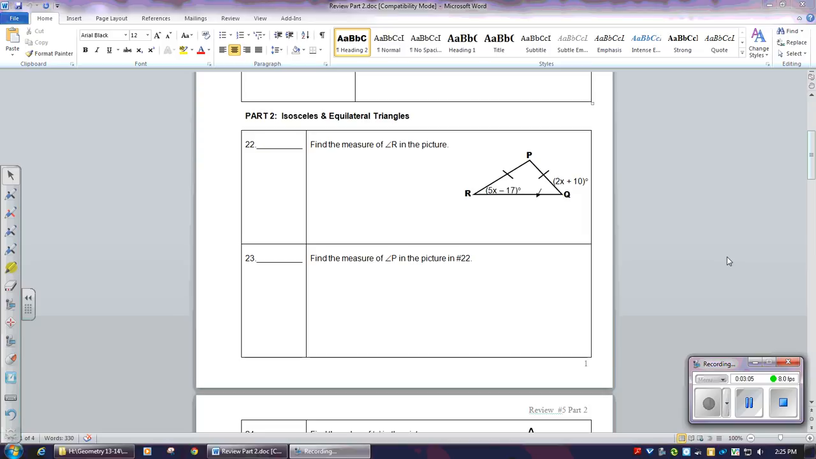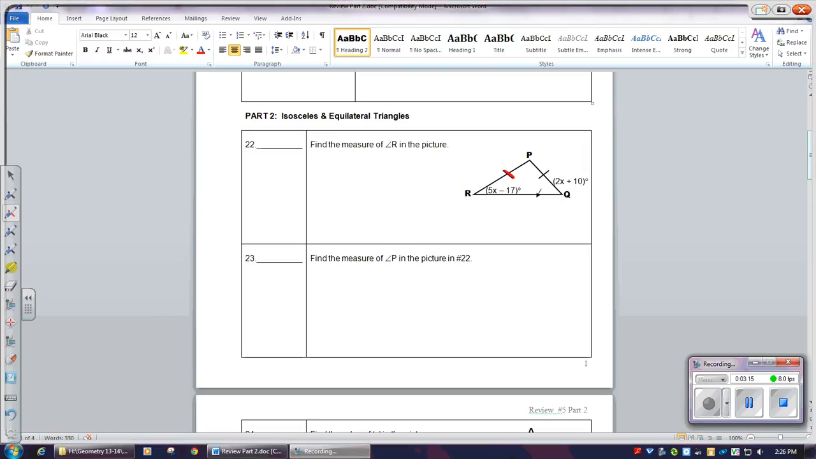When I look at number 22, it says find the measure of angle R in the picture. But I also make a little bit more of an understanding because I'm looking at this picture and I see that these two sides are congruent. That means I have an isosceles triangle. In an isosceles triangle, if those two legs are congruent, the angles across from them are congruent. They're called the base angles. And so angle R and angle Q are congruent.